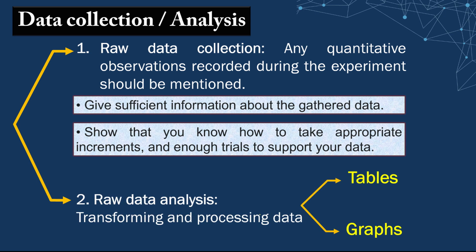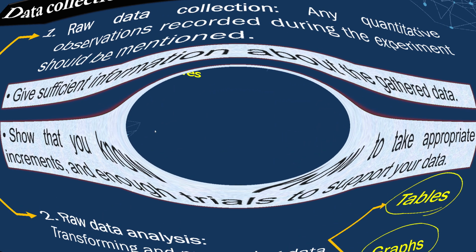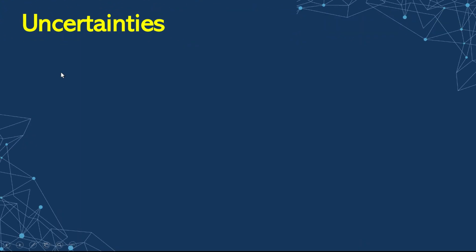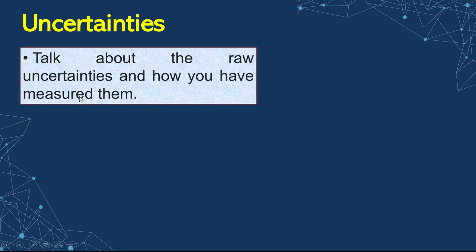The second part is raw data analysis, transforming and processing data. Actually, you will have tables and graphs. Another very important point is uncertainty. First, raw uncertainties. Talk about the raw uncertainties and how you have measured them. What do I mean by that? We have, again, two types of uncertainties. I have a complete explanation in my measurement uncertainty playlist, so please watch the related videos. But anyway, I can shortly re-explain them here.